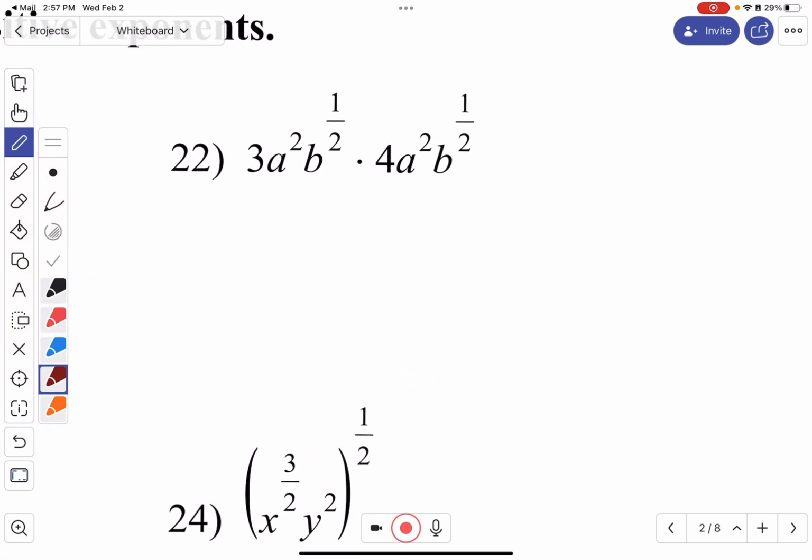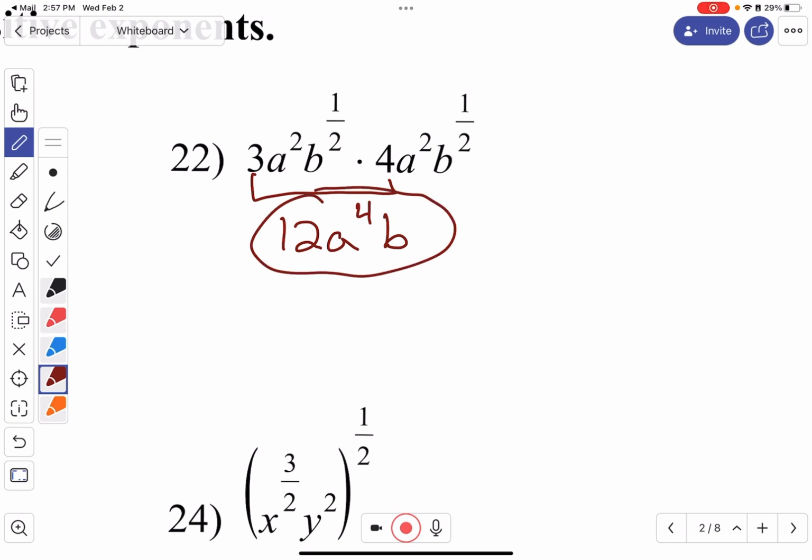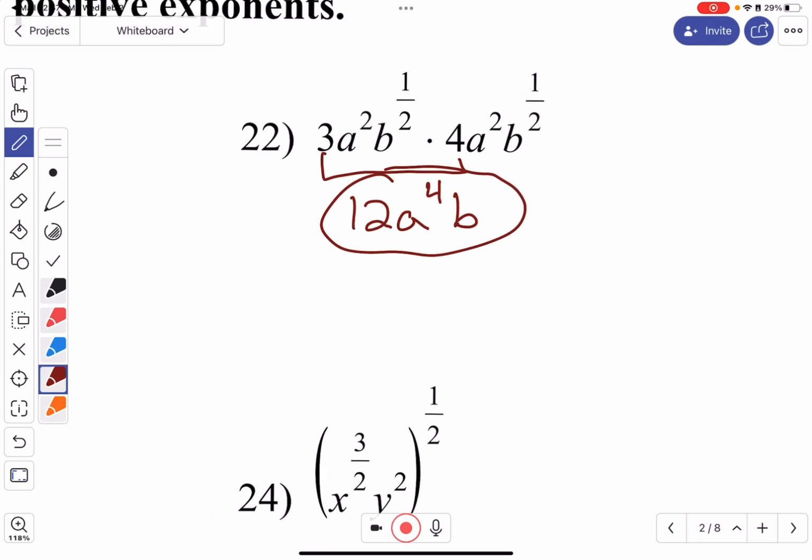Number 22, a little bit shorter now. 4 times 3 is 12. A, so we've got a squared and a squared, so 2 plus 2 is 4. B, we've got 1/2 plus 1/2, which is just 1. Hey, that one is nice. Done. So when you multiply, you add exponents.